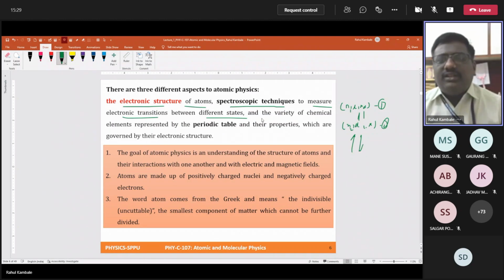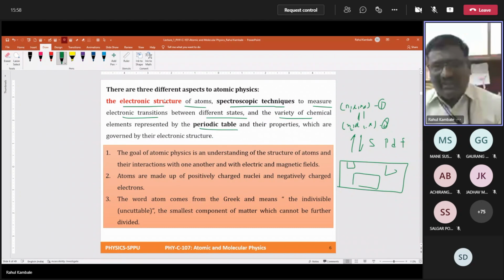Then the variety of chemical elements, meaning the periodic table, because everything is with respect to the periodic table, right? How it is arranged and how it looks. And we know S, P, D, F, based on which there is a division into families. We will discuss thoroughly. So the main things are electronic structure, spectroscopic interaction, and the periodic table. Once I know these three, then I think I am very close to atomic physics.